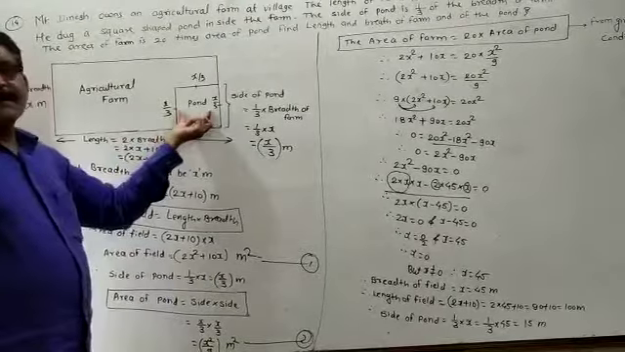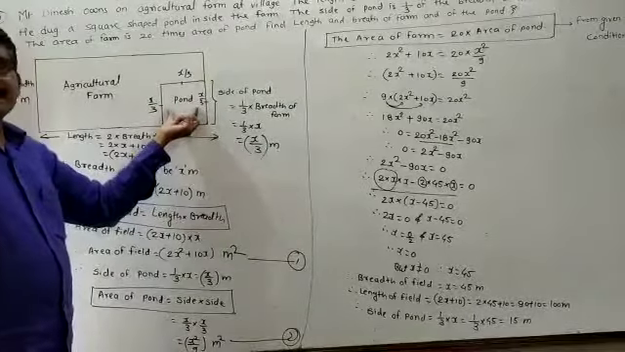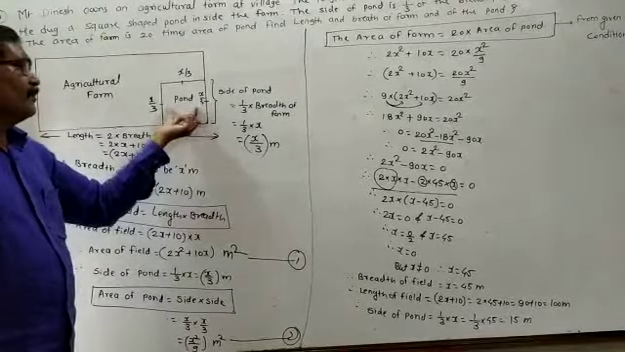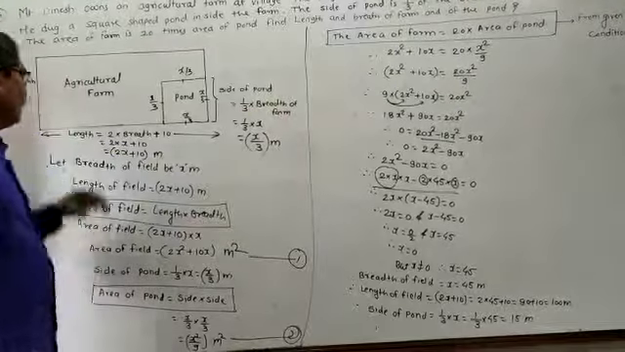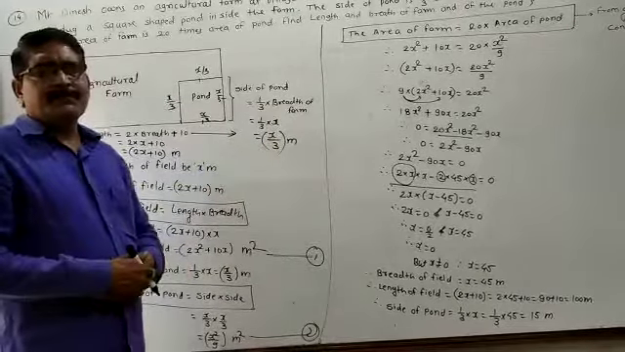And in that they dig a square pond and the side of the pond is 1 upon 3 times breadth of the farm. This is the breadth of the farm. 1 upon 3 multiplied by x is equal to x upon 3 meters.